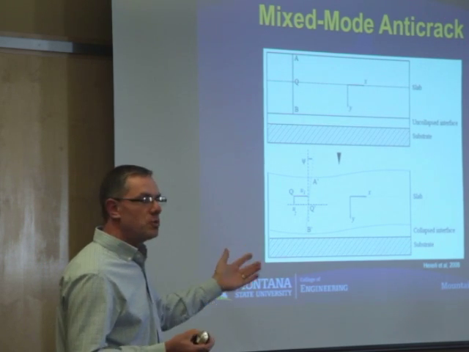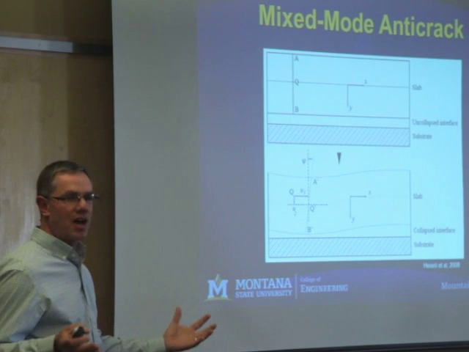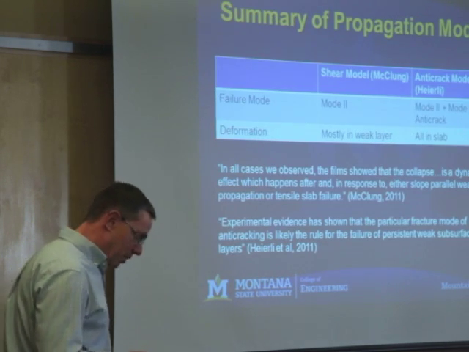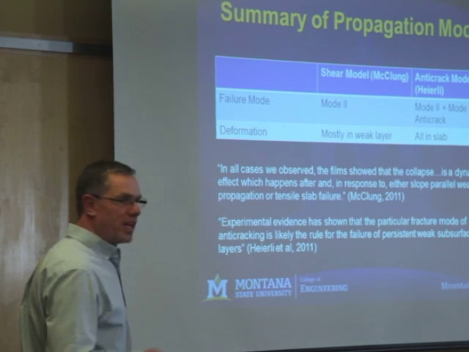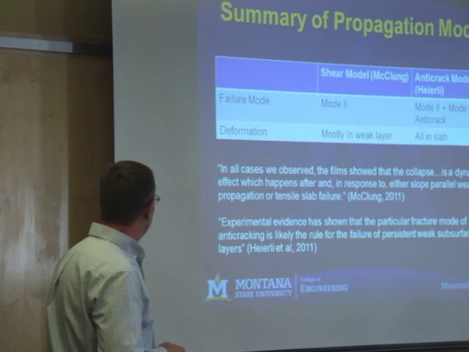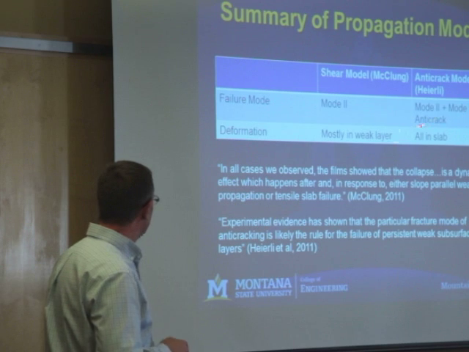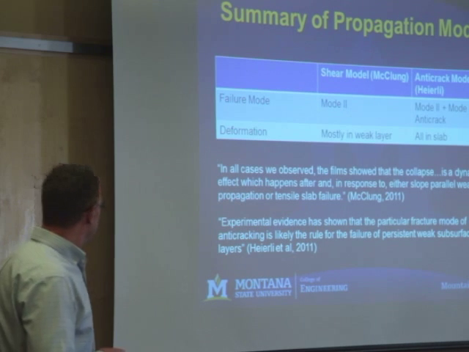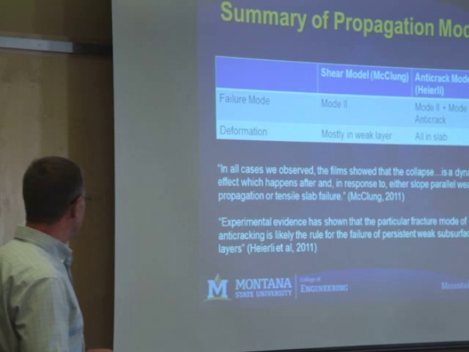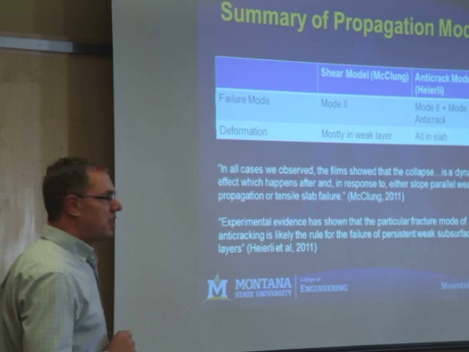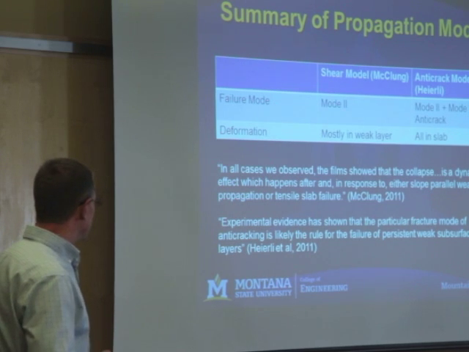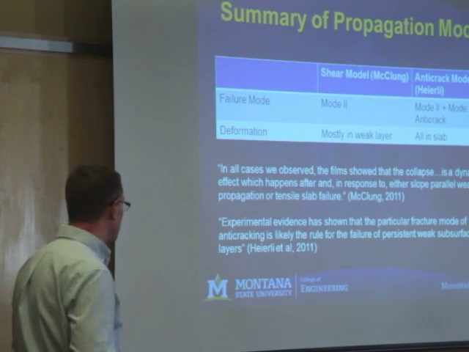These are the two predominant theories out there, and they're kind of macroscopic theories, right? They're a large-scale kind of thing, and it's being debated and discussed. I really don't want to weigh in on that argument, but you can see the differences here. In the shear model, a lot of the deformation is in the weak layer. In the anti-crack model, what's going on in the slab is really what's critical. There are some quotes out of papers here where McClung's saying, we're seeing that collapse, but we're seeing it after a shear failure. And then Heierli talks about anti-crack as the root of failure.